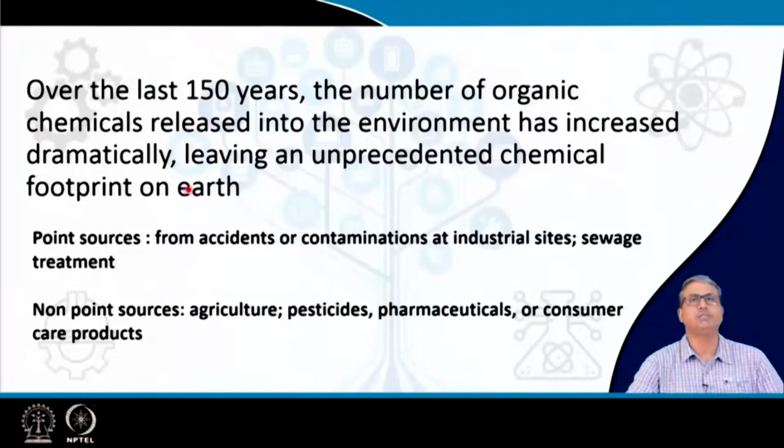And when we consider these different types of organic pollutants released into our environment, we find that there are point sources as well as non-point sources of emissions. The point sources include pollutants released from accidents or contaminations at industrial sites. Some sewage treatment plants are also responsible for releasing untreated pollutants, whereas the non-point sources are mostly agricultural sites, where pesticides, fertilizers, insecticides and herbicides are used, as well as pharmaceuticals and consumer care products.